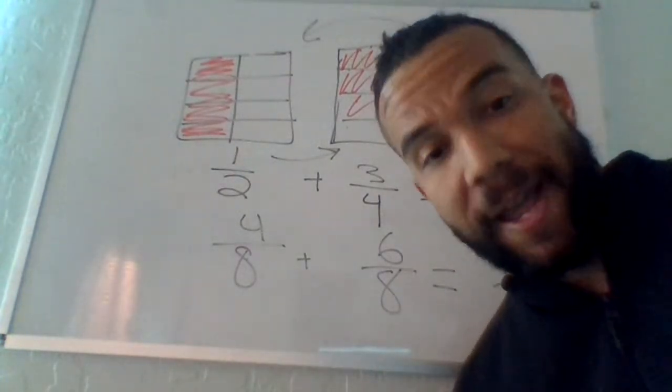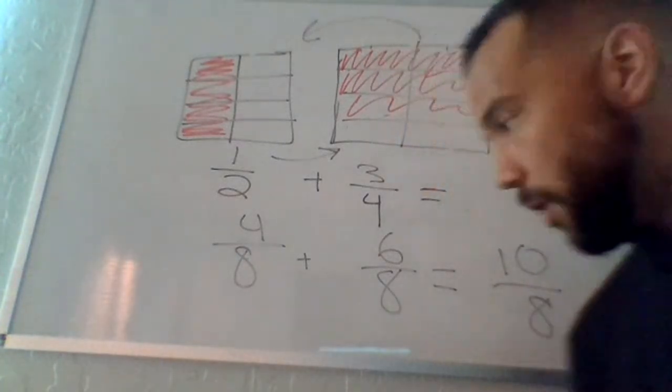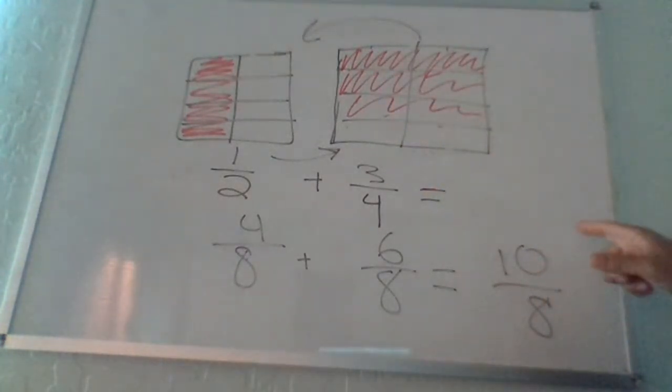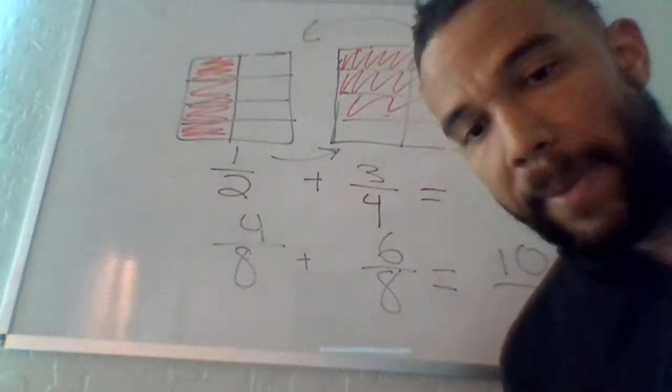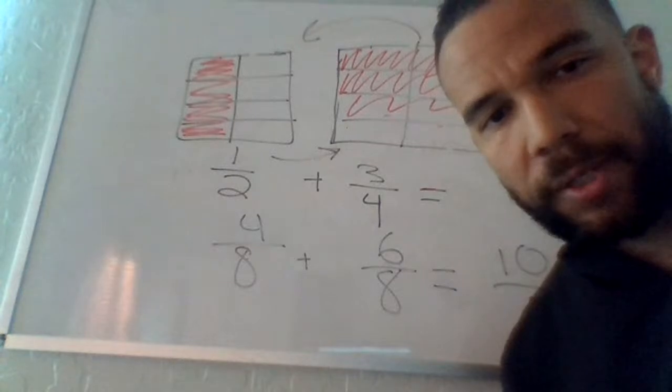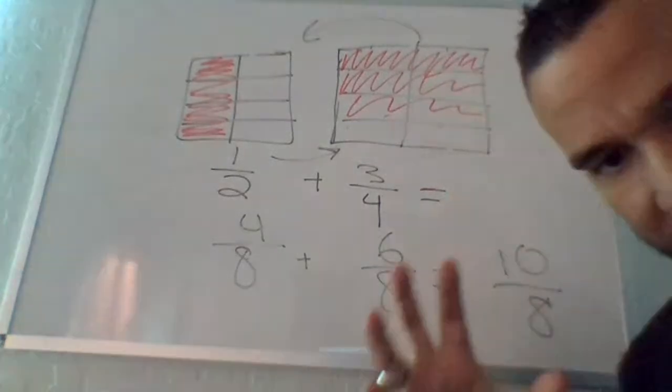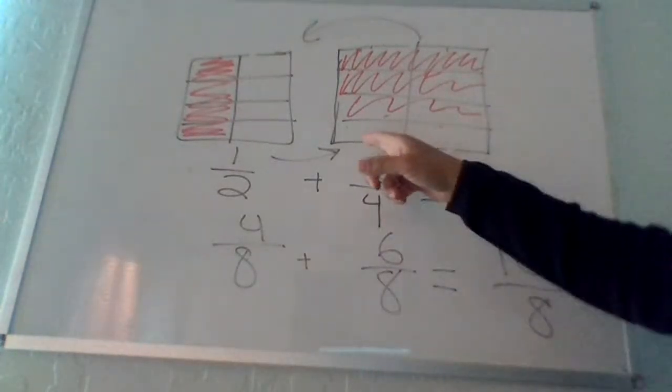Yes, so you can simplify it by 2, right? So you can divide 10 by 2, which would give you 5, divide 8 by 2, which would give you 4. But you'd still end up with an improper fraction. So to help understand what an improper fraction is, let's look at our model here.